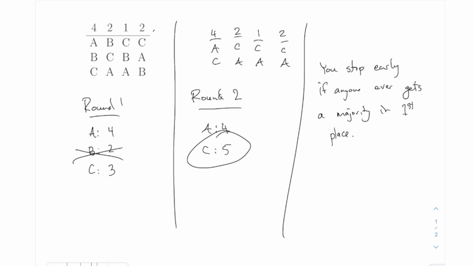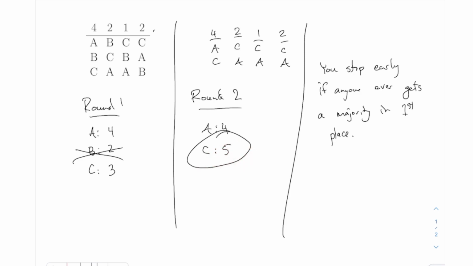You might say, doesn't A have the majority here? No, because you've got to remember the word majority means more than 50%. It doesn't mean more than everybody else. It means more than 50%. And in this case, there are 9 voters, so a majority needs to be 5. So this is not a majority. We don't stop at this point. We actually do stop here because C has a majority, all right?